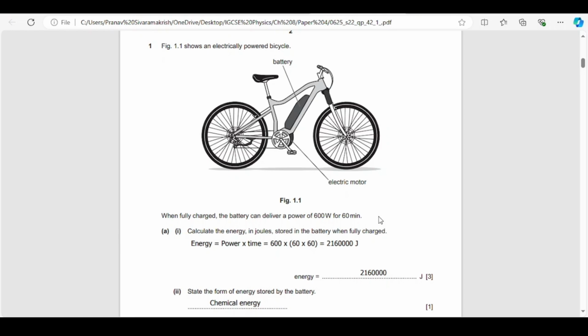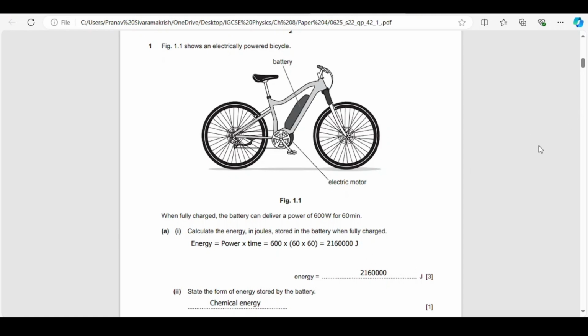So the energy stored is going to be equal to the power multiplied by the time. The power is work done or energy transferred divided by time. So if you rearrange the equation to make energy the subject, we would then get a formula of energy is equal to power multiplied by time. We know power is 600 watts, and that is over a period of 60 minutes. Minutes is not the SI unit, so we have to use seconds. A minute has 60 seconds, so 60 times 60, and that gives us a value of 2,160,000 joules, and that is what I put down here.